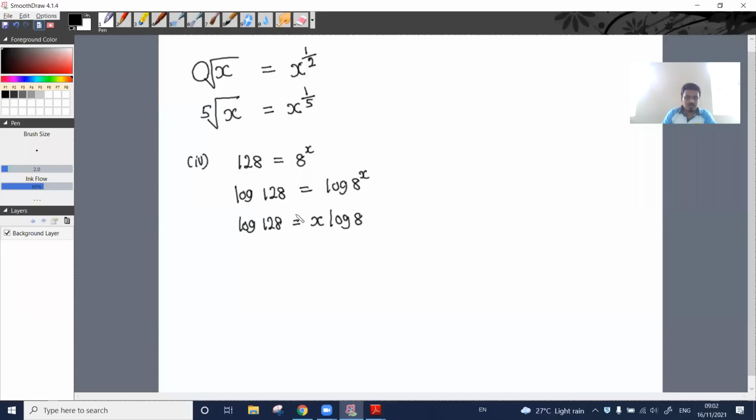Then what you need to do? We need to find x, this unknown value. So divide both sides by log 8. Then this one to this one we can cancel. We will get the x value as what? Directly from the calculator you can find log of 128 divided by log of 8. Right? It should be 2.33.